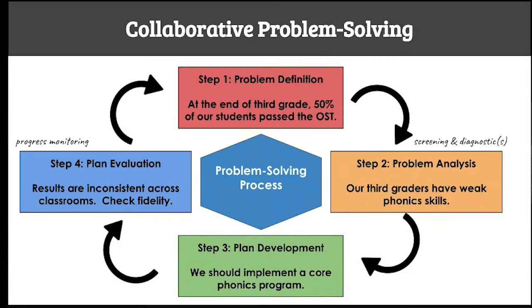At the end of third grade, 50% of their students passed the Ohio State test, and they commented that students needed more support to improve comprehension skills. However, after selecting a screener and using a diagnostic assessment, the school realized that a large percentage of third graders had weak phonics skills. And because they did not have a core phonics program, step 3 focused on putting a program in place. In step 4, since results were inconsistent across classrooms, they identified a need to check for fidelity of implementation, which will continue to propel and refine the work.